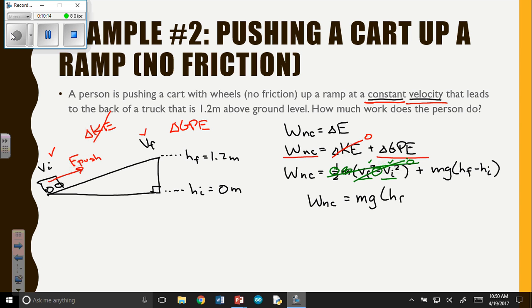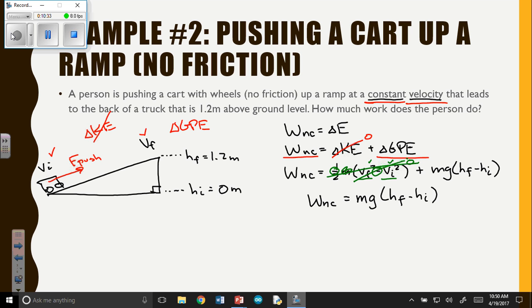That's mg(h final minus h initial). So we have to watch that. Sometimes if something doesn't change its height, then there's no change in gravitational potential energy. If something doesn't change its speed, there's no change in kinetic energy. And the work that's being done is just changing whatever's left over. So this kind of simplifies our equation a little bit.